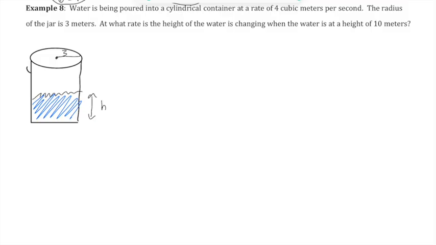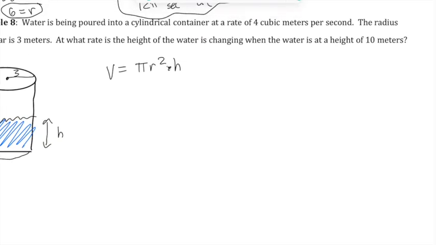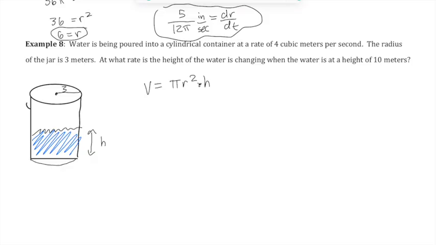Okay, we need to know what the volume is of a cylinder. If you recall, it's base times height. The base actually is a circle. Sorry, it's a cylinder, so the base is a circle. So it's going to be pi r squared h. That's the volume of a cylinder. We know we're going to have to take its derivative with respect to time.